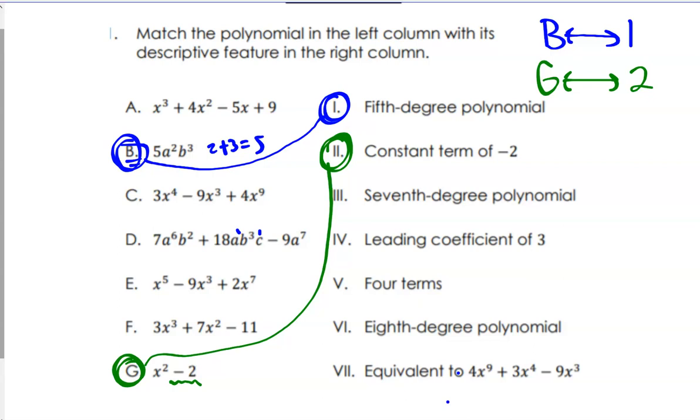All right, 7th degree polynomial. Oh, we talked about that. Where was it? It was in E, right? My exponents were 5, 3, and 7. So that means the highest was 7. This was a 7th degree polynomial. So E and 3 match together.